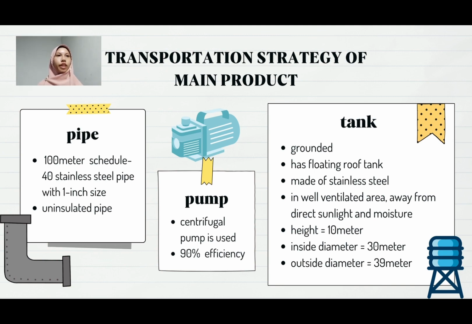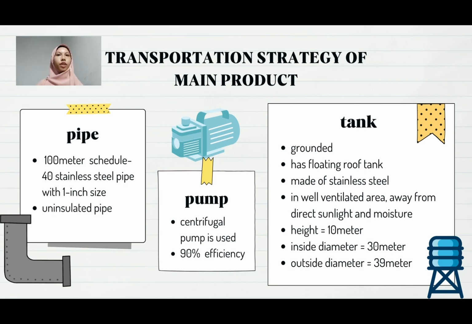Meanwhile, the storage tank has to be grounded and be a floating roof tank. This is to avoid hazard associated with static discharge. The material of the storage tank is stainless steel, and this material can withstand the properties of the product. Some of the advantages of using a stainless steel tank are corrosion resistance, fire and heat resistance, sustainability and long-term value. Besides that, the area of the storage tank should be well ventilated and away from direct sunlight, as the product is flammable. The storage tank is assumed to be able to store 6,000 tons of isopropyl alcohol.